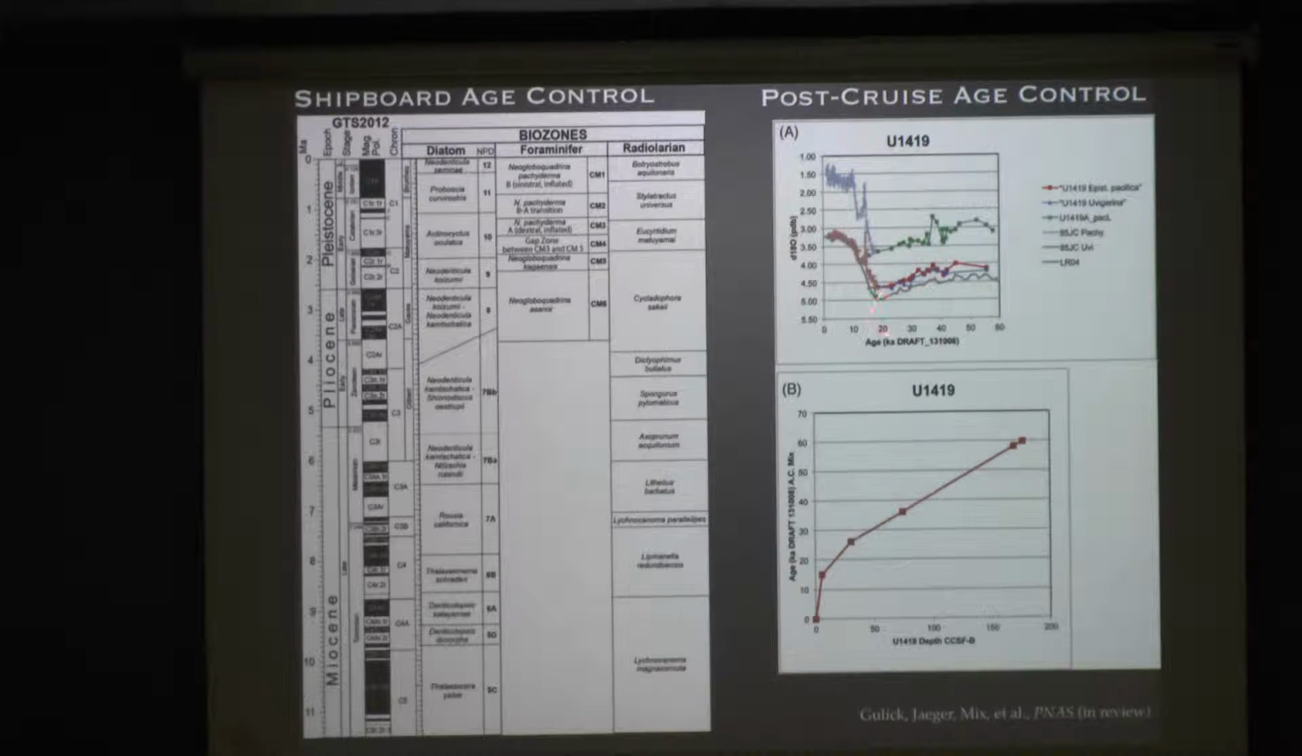So 1419 is up on the slope. We got back about 60 million years. The depth was about 200 meters below the seafloor, all piston core. And so we can come up with an age model for here. Since then, Mo Davies, who sailed with us, has been able to develop a pretty good radiocarbon age model for here. So we've got that.